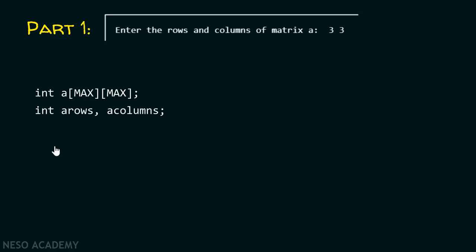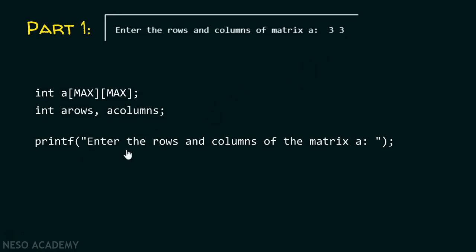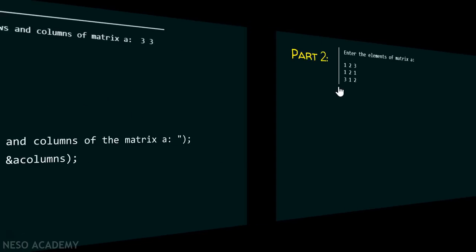Okay. In the printf function, we will ask the user to enter the rows and columns of the matrix A, and then we will take the inputs which are entered by the user inside these variables A rows and A columns for matrix A. Okay. For matrix B, this will change to B. This will also change to B rows and B columns, and similarly this will also change to B rows and B columns. Okay. Let's see part number 2.